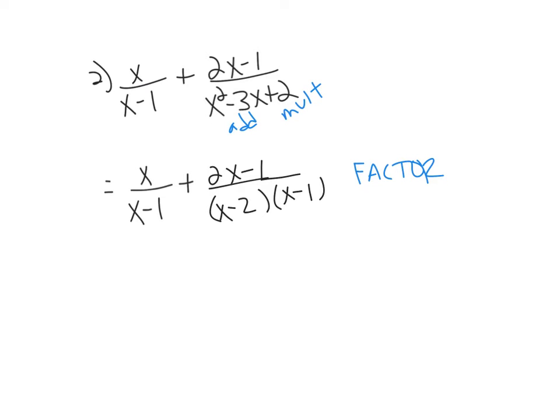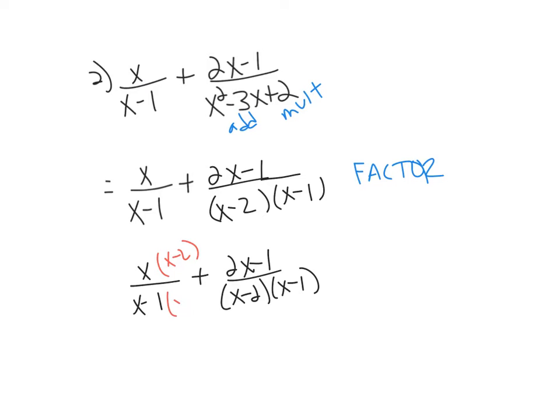So now we need to multiply by what's missing. So what do we notice? I have an x minus 1 in this first denominator. I have an x minus 2 and an x minus 1 in the second denominator. So what's missing from the first one? The first one is missing the x minus 2. So let's go on ahead and multiply the top and the bottom by what's missing, which is the x minus 2. So again, you have to do the top and the bottom. So we're going to multiply this times x minus 2 and this times x minus 2.